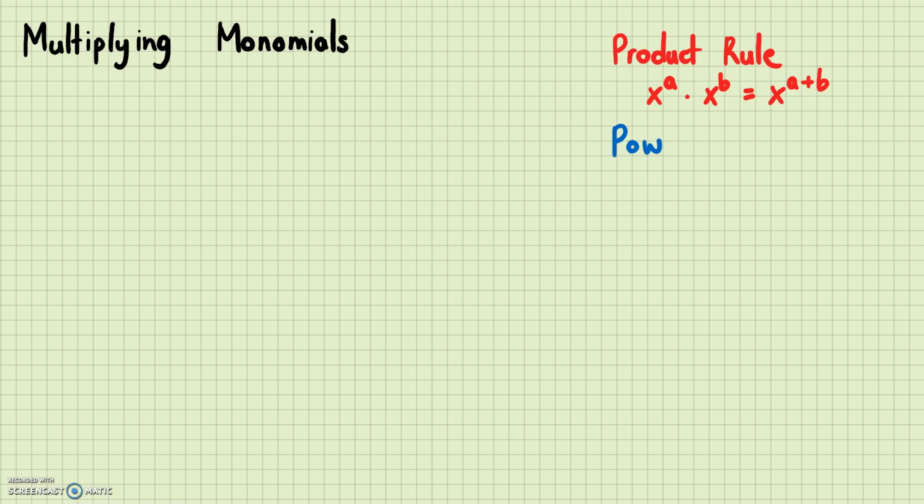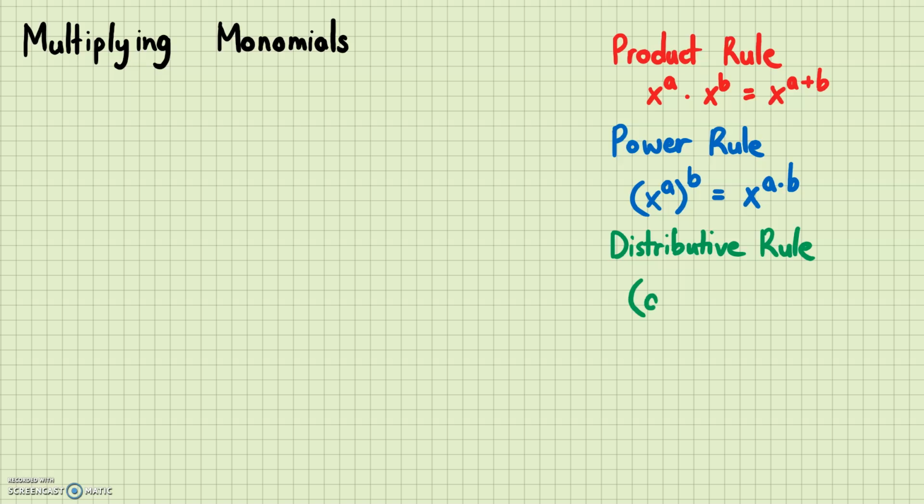And we also need the power rule. Remember, the power rule says that if we have an exponential expression raised to a power, that is the same as x to the a times b power. And we had the distributive rule. This is the distributive rule for exponents. So if we had a and b, a times b, and that whole thing is raised to a power n, the n can be distributed to both a and b. So that is going to equal a to the n times b to the n.